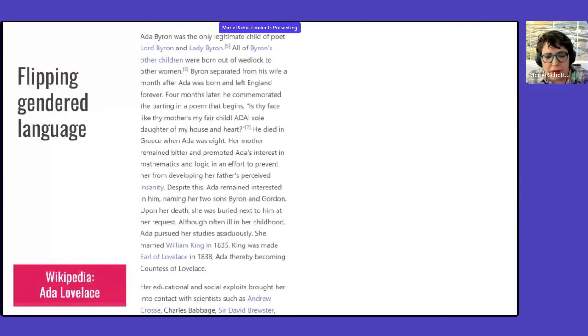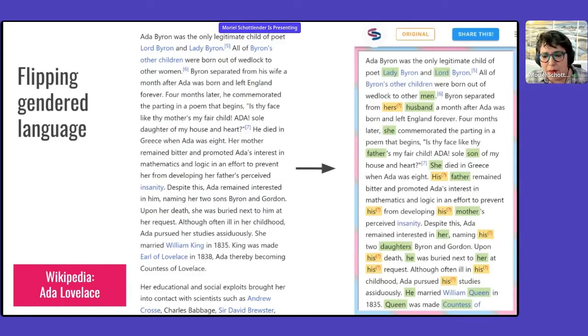So this is what it looks like. This is the article about Ada Lovelace in Wikipedia. If you pass it through Neutrality WTF, it will replace all of the terms from male to female and from female to male. All of the gendered language will be flipped around. And so now you can read about Ada Lovelace as if she was a man. Then you can ask, would I say these things about a man? And I'll let you decide.